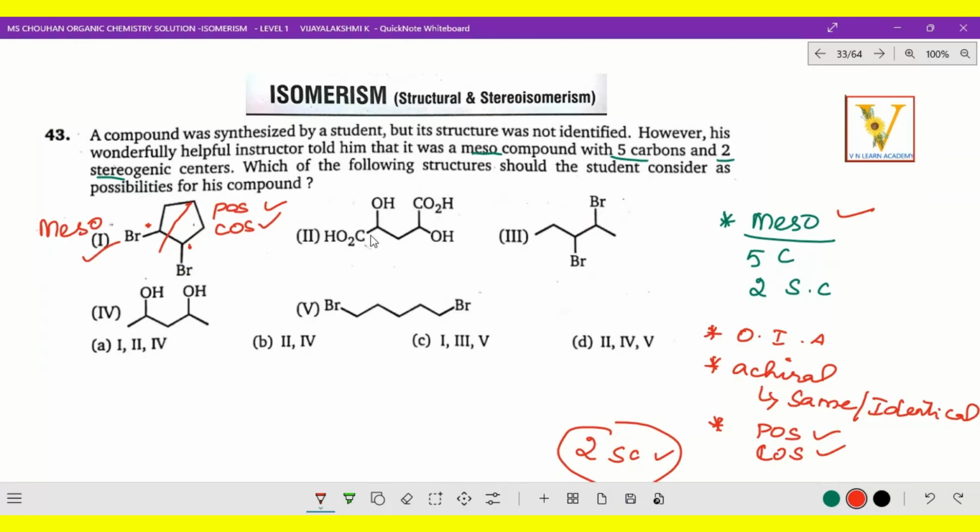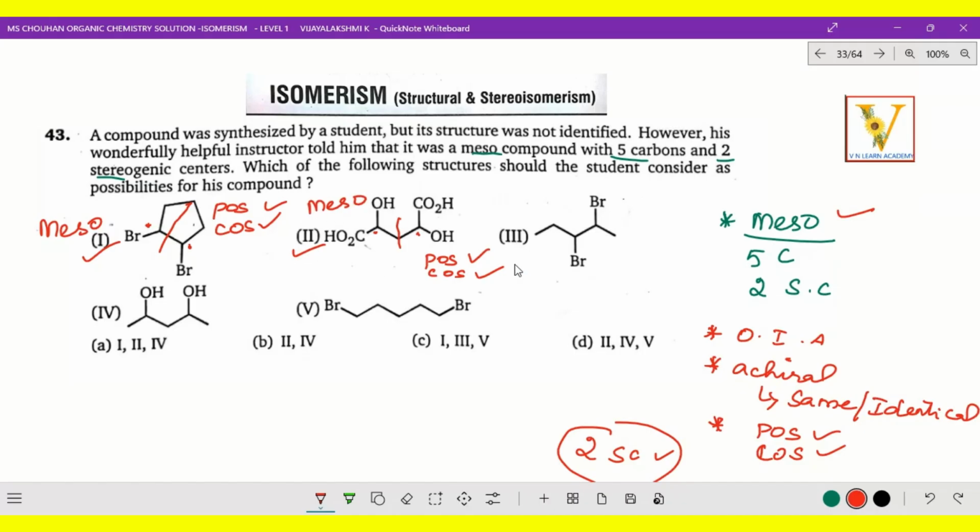Now the second one: 1, 2, 3, 4, 5, 5 carbons are there, and COOH, OH and COOH, OH. When you cut here it is symmetrical, so two stereogenic centers are available, and 5 carbons are there. And this also has POS and COS present. So the second compound is also meso.